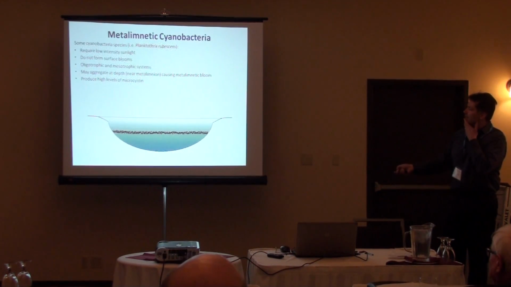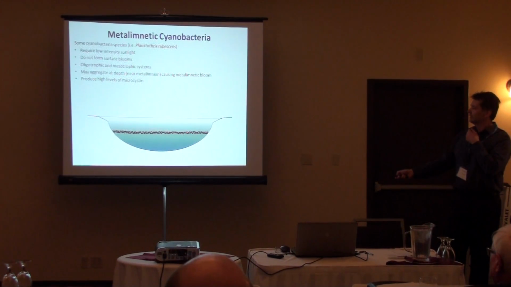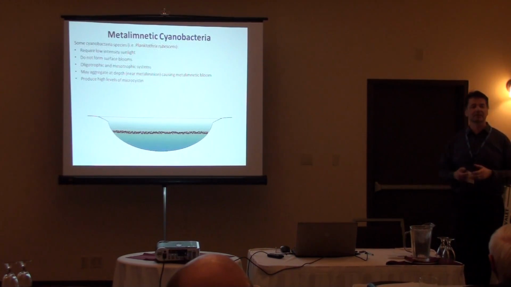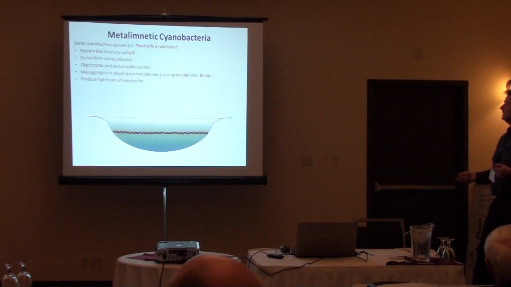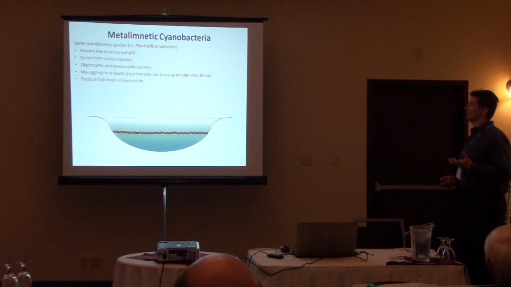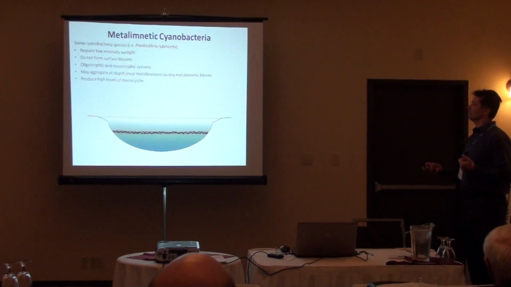Planktothrix does aggregate at depth, so it uses its buoyancy regulation not to go to the surface, but to go to that ideal layer of light intensity and spectrum. So we do get a distinct band of Planktothrix deep down in these lakes in midsummer. And this is sporadic, they come and go. The most problematic issue with Planktothrix is it produces a high level of microcystin toxin. So it's a problem.